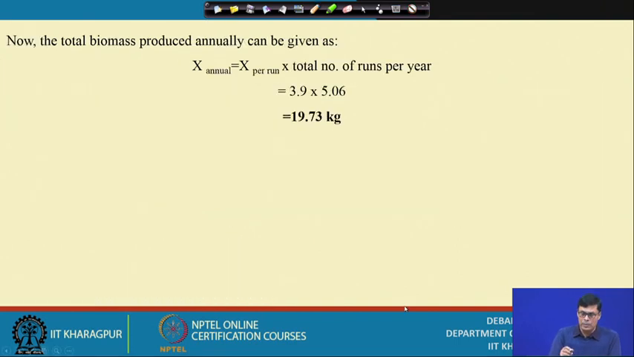Am I right? If one run can produce 3.9 kg of cell mass, then for 5.06 runs, how much cell mass is produced? 19.73 kg. So, we can easily find out the total amount of cell mass produced.